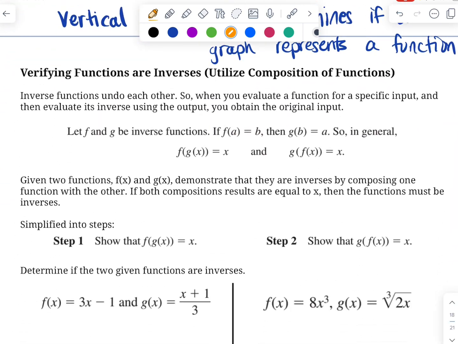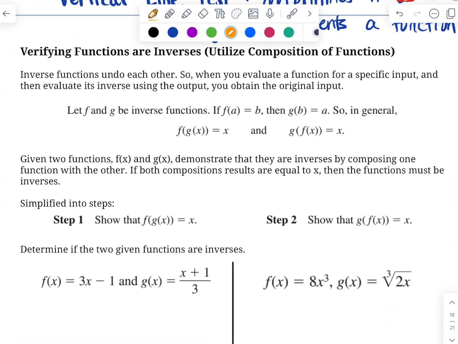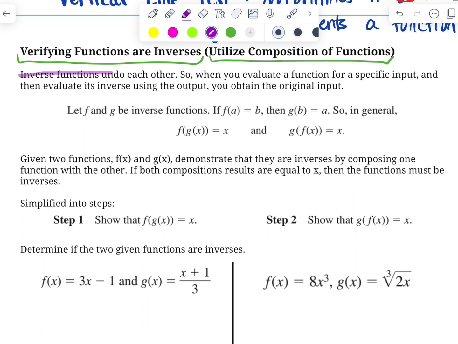Okay, so most likely, I think this is going to be the last thing that we talk about. You can verify functions are inverses using our skill of composition. Okay, so here's the deal. We've already established that inverse functions undo each other. Hopefully, you're just sick and tired of hearing that word undo.